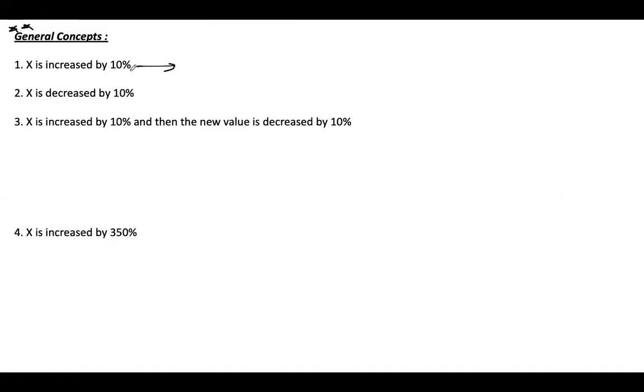Try writing an equation. As in, if x is increased by 10%, how will you write this information mathematically? X is increased by 10%. So 10% of what? The subtle information provided in this statement is x is increased by 10% of itself, or 10% of x. So you should not miss out on this. This would be x bracket 1 plus 10%.